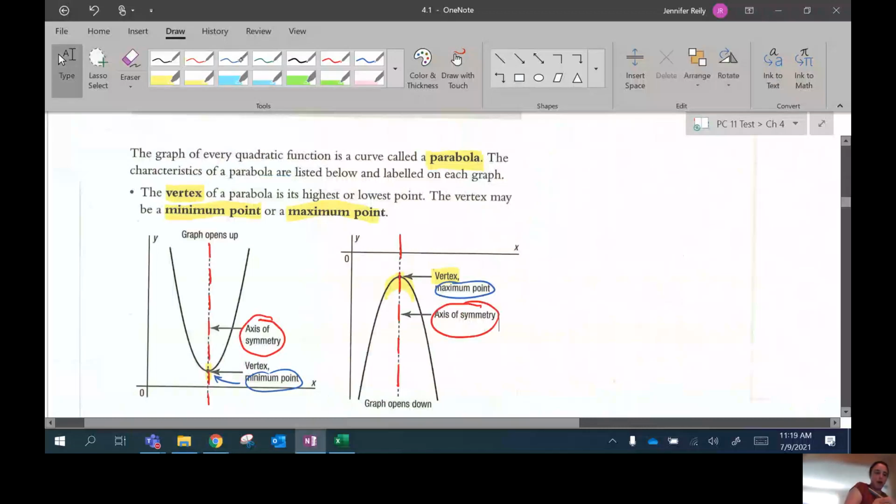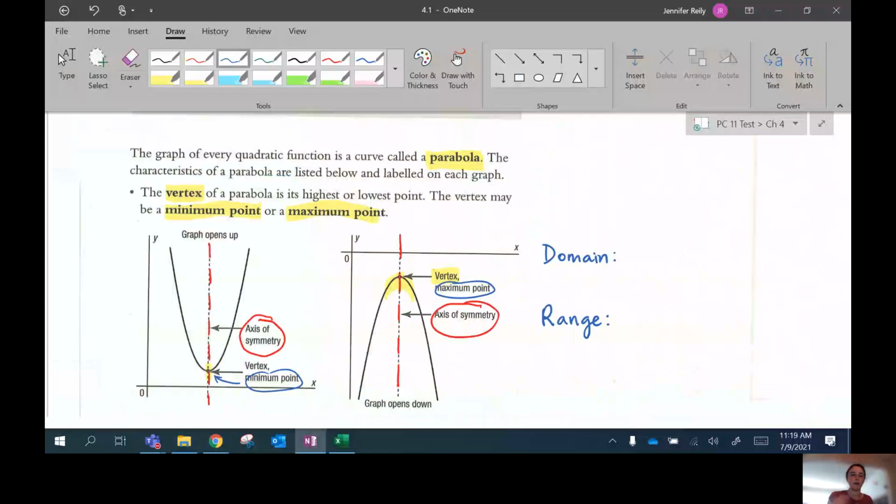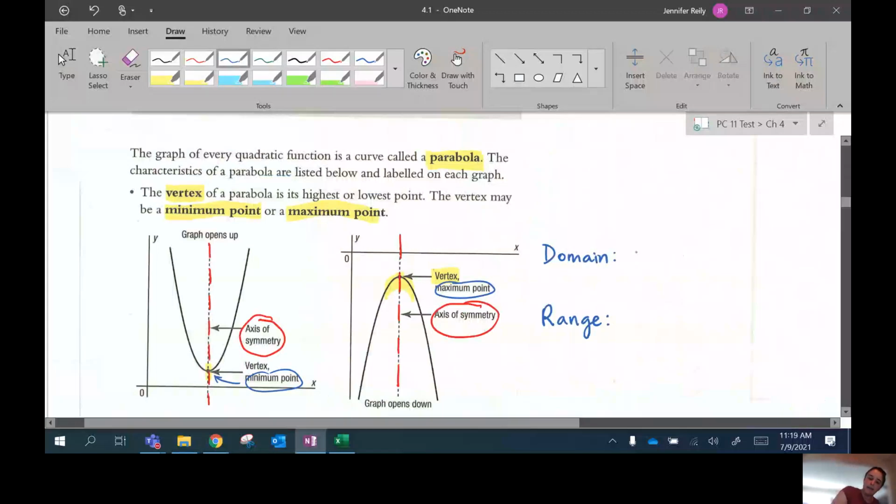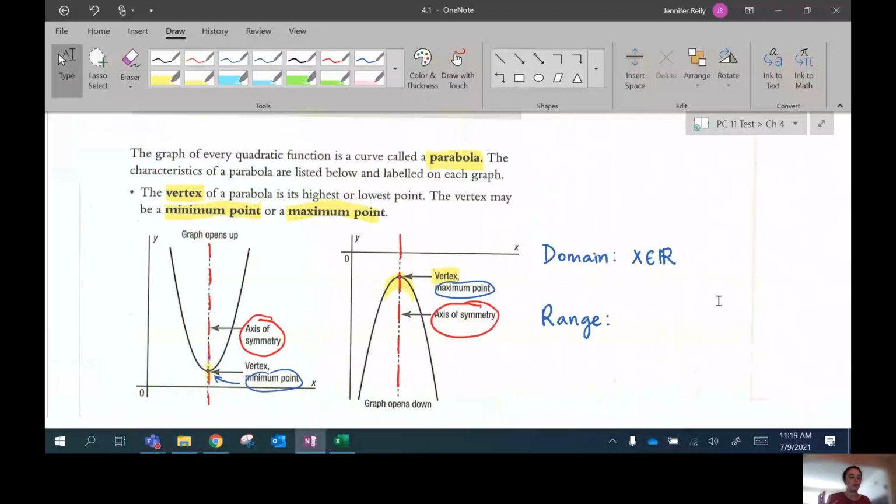Some other things that we should know about parabolas are how to describe their domain and their range. The domain for every parabola is just all real numbers, because you can plug any x value into a parabolic function. So the domain is not restricted. We say x is in the set of all real numbers. And for the range, it is going to be restricted because you're always going to have y values being below a certain vertex or above a certain vertex.